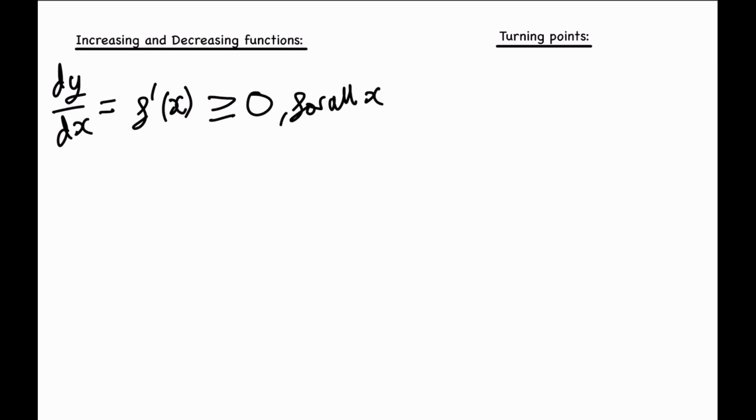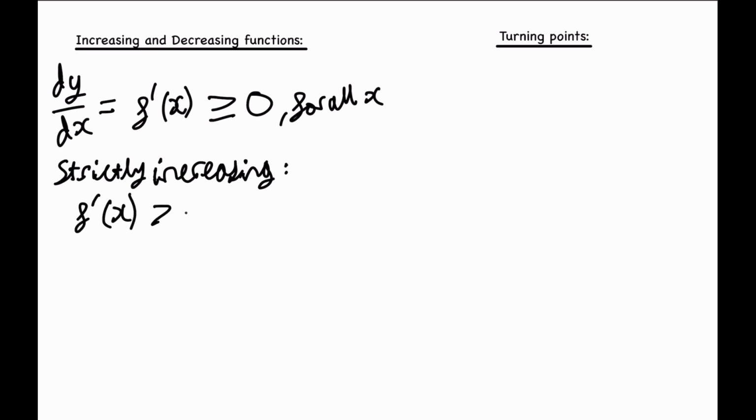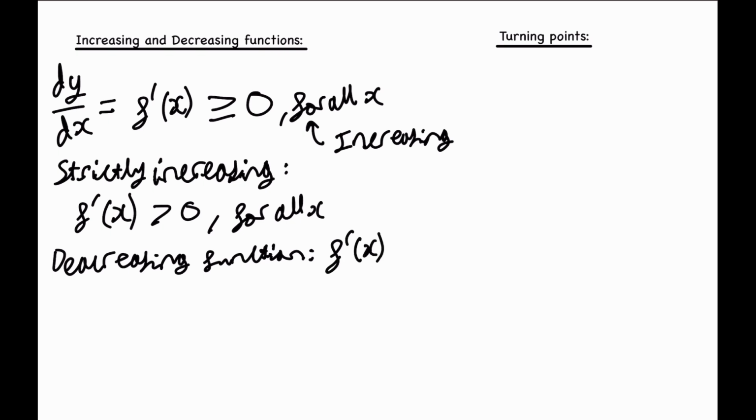And for strictly increasing, we would have f dash x greater than, not equal to, 0 for all values of x. And this is for increasing. So this would be an increasing function, and this would be a strictly increasing function. And for a decreasing function, you would just have f dash x, the gradient, smaller than or equal to 0, and for strictly decreasing, f dash x is less than 0.